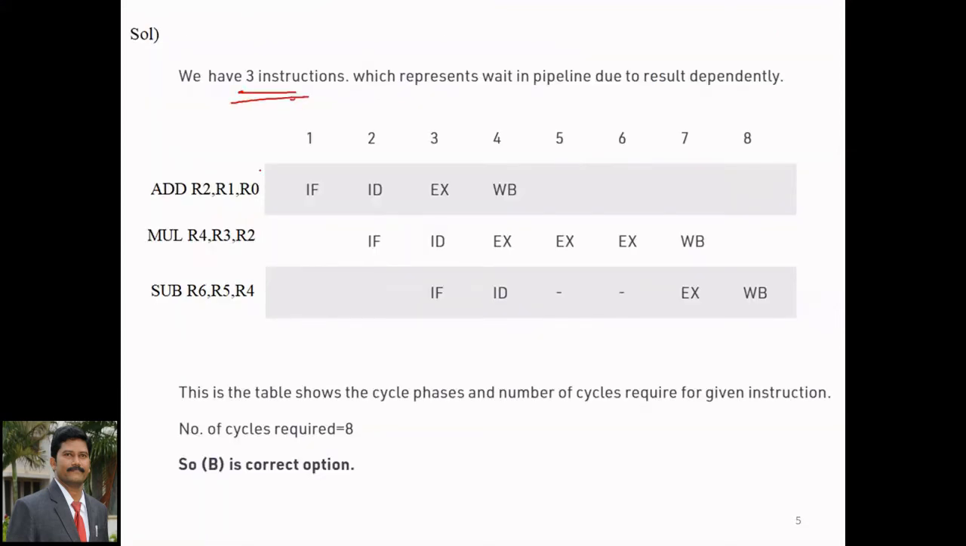3 instructions are given, that is add R2, R1, R0. This is a 3 address instruction. And the second instruction is mul R4, R3, R2. And the third instruction is sub R6, R5, R4. Okay. Here if you observe these 3, what is the meaning of the first instruction? R1 plus R0, the result is stored in R2. Mul instruction: R3 into R2, the result is stored in R4. And subtraction: R5 minus R4, the result is stored in R6.